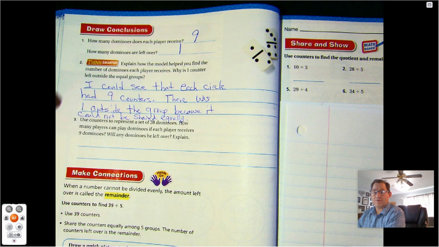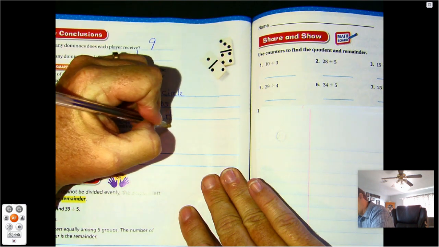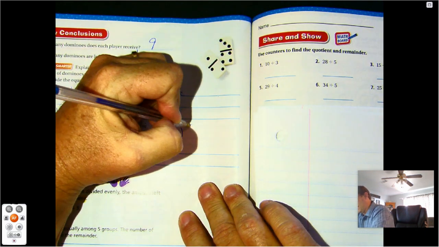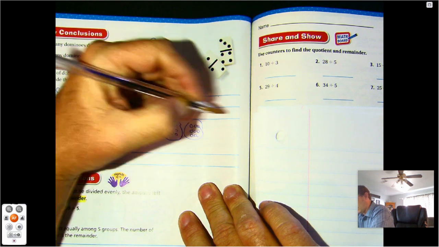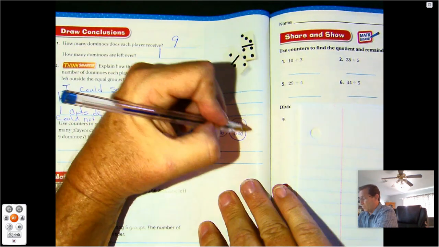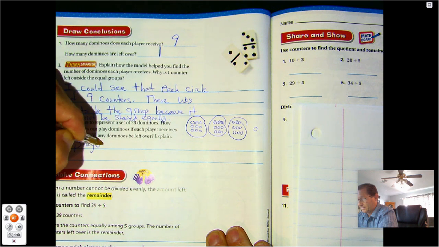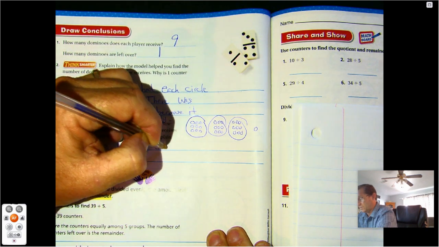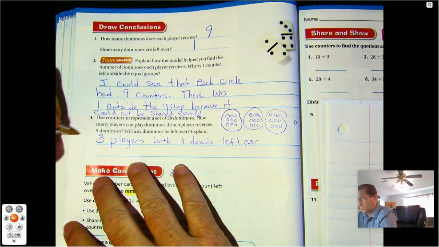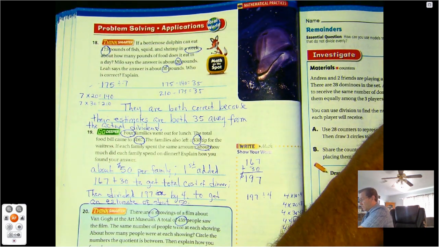So what they're basically saying is, in this case, you have 28, and each person has to receive 9, right? Okay, so that's one group of 9. So it's really just the reverse of our question. So that's 27. Okay, and there's going to be one domino left out. So how many players can play? 3 players with one domino left over. Okay, so this question was asking me 27 divided by 9, and our first one was 28 divided by 3.